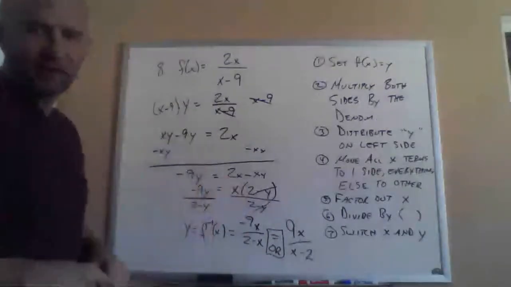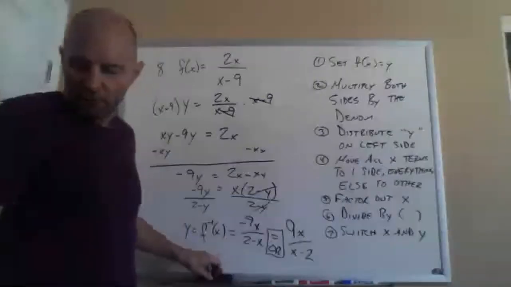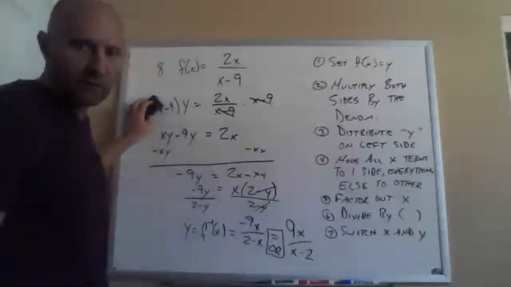All right, any questions on that? Anything else from 2.7 before we move on to 3.7?